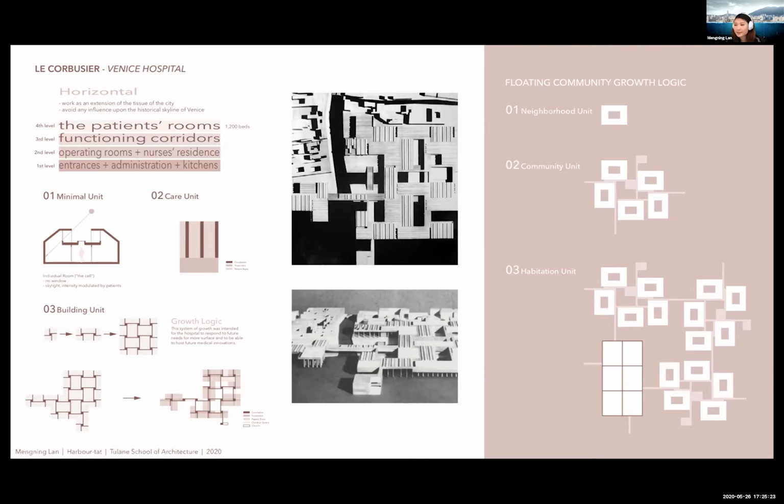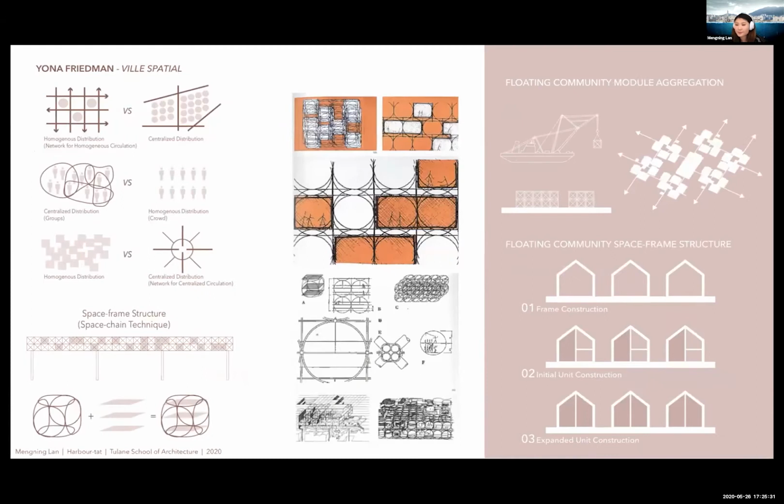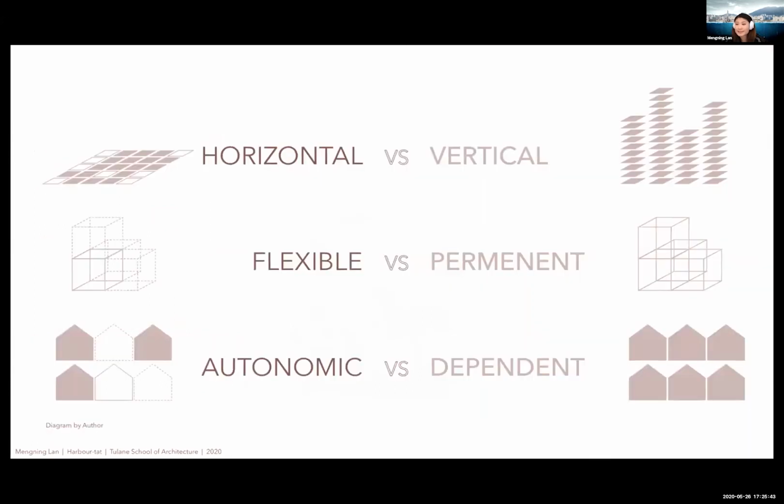Venice Hospital used the concept of mat building, starting from minimal individual units to care units and then to building units, and repeat and grow from that. In my design, the individual units aggregate into neighborhoods and then to communities. Yona Friedman proposed building space frame structures above the water surface and filling modules into the structure. In my case, the government will build structures for each neighborhood and then they will be filled by residents. From this, I came up with 3 strategies for my design. Horizontal provides more accessibility to nature. Flexible allows change and adaptation in the long term. And autonomic gives the residents more power to create their own living space.